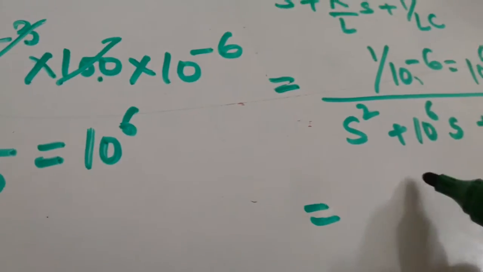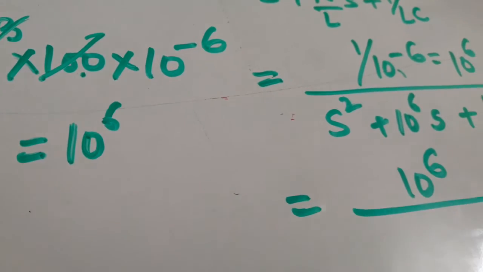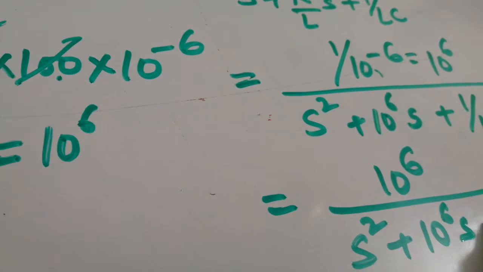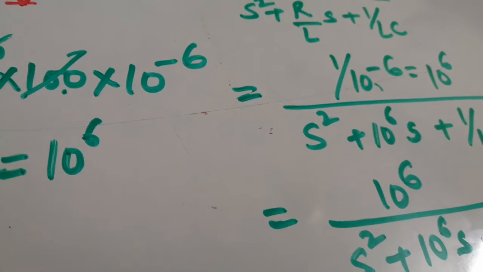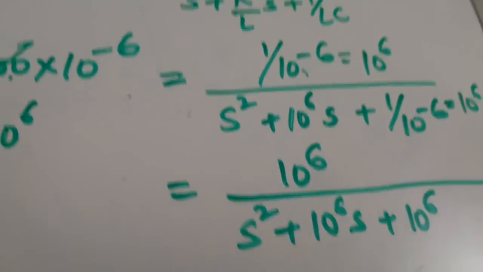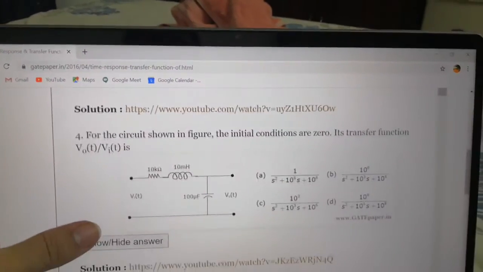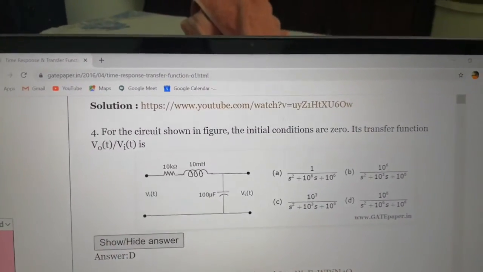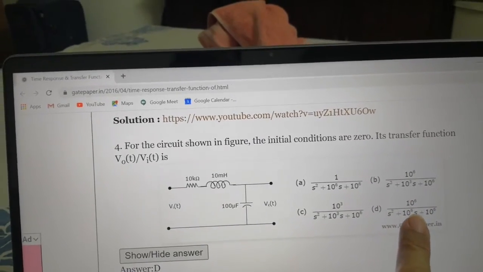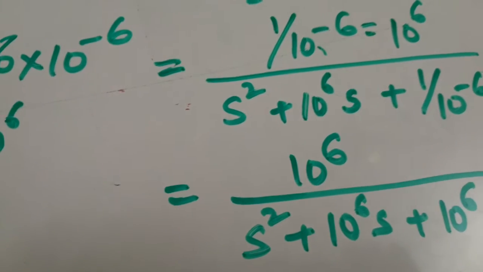So let's write it again. This is 10 raised to the power 6 divided by s square plus 10 raised to the power 6s plus 10 raised to the power of 6. So let's find out what's the answer. So the answer is D. You can see here this is 10 raised to the power 6, s square, 10 raised to the power 6s, 10 raised to the power 6. That is the same as our answer.